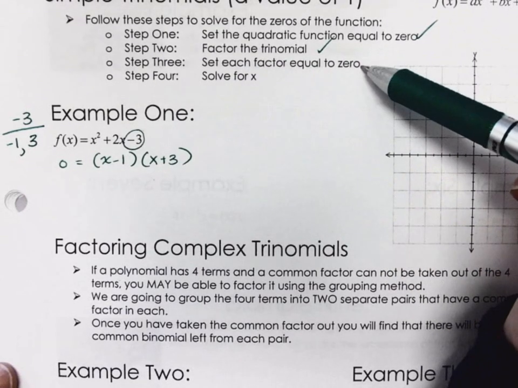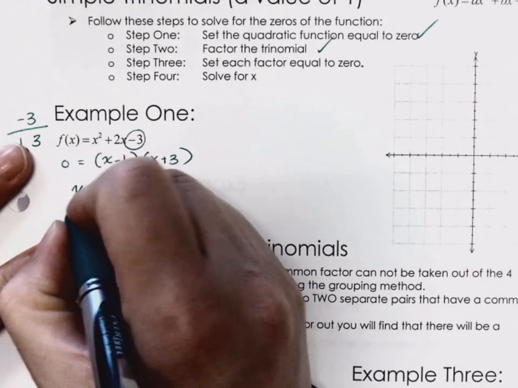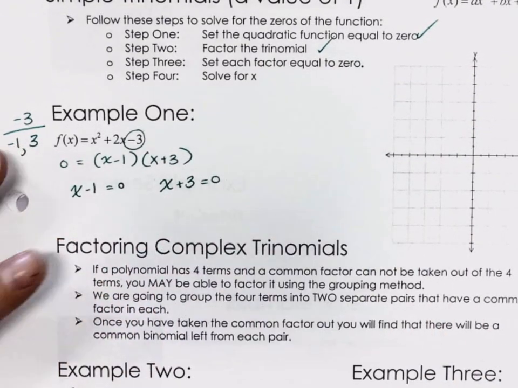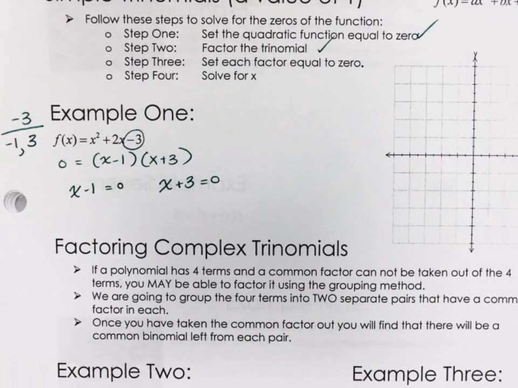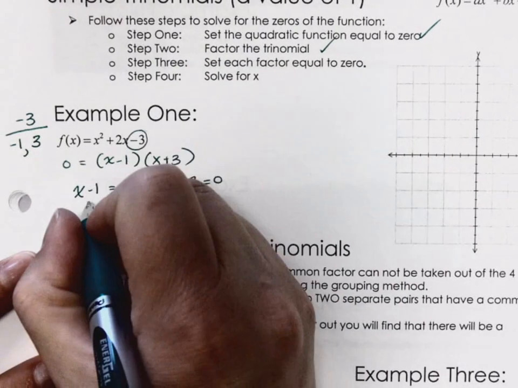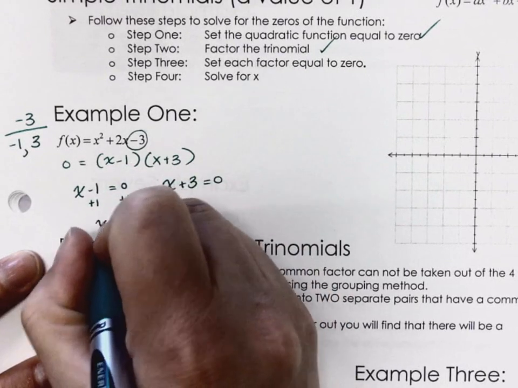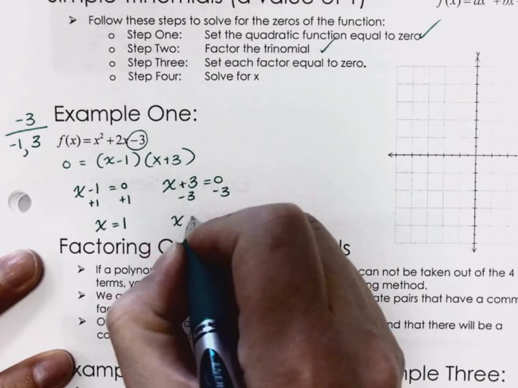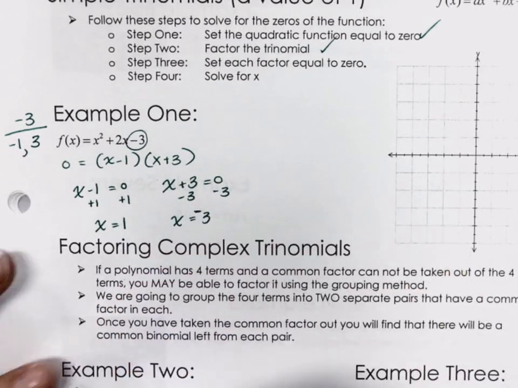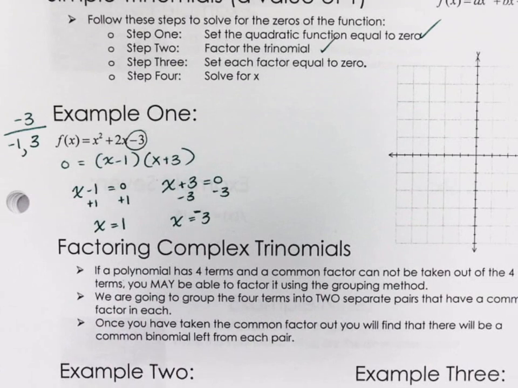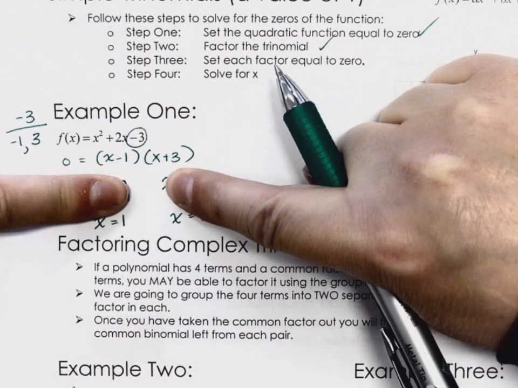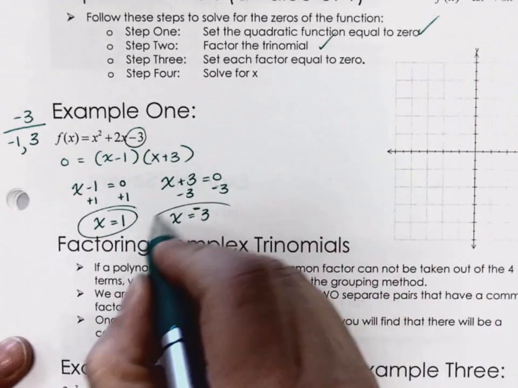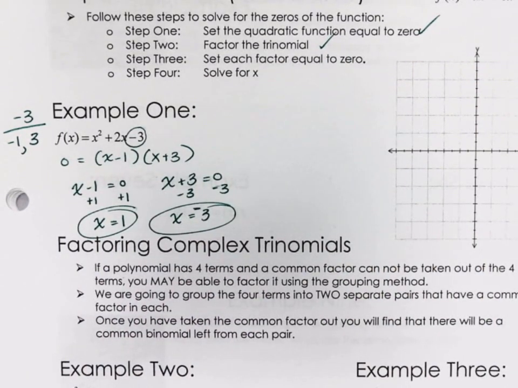We're going to set each factor equal to 0. So we set x minus 1 equal to 0, and we set x plus 3 equal to 0. Then we solve for x. If I want x by itself, I add 1 to both sides, so x is equal to 1. Then I subtract 3 from both sides, so x is equal to -3. Now, you do not have to show me this math, you don't have to show me this step right here, but those are the locations of my x-intercepts.